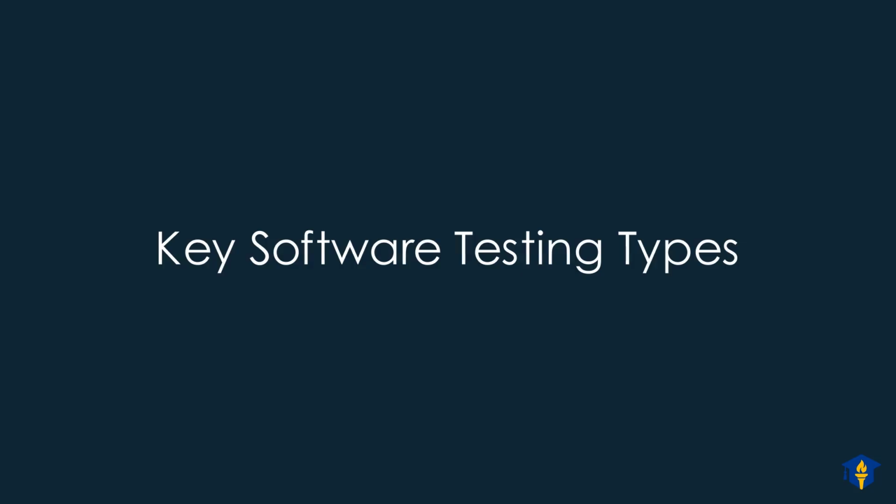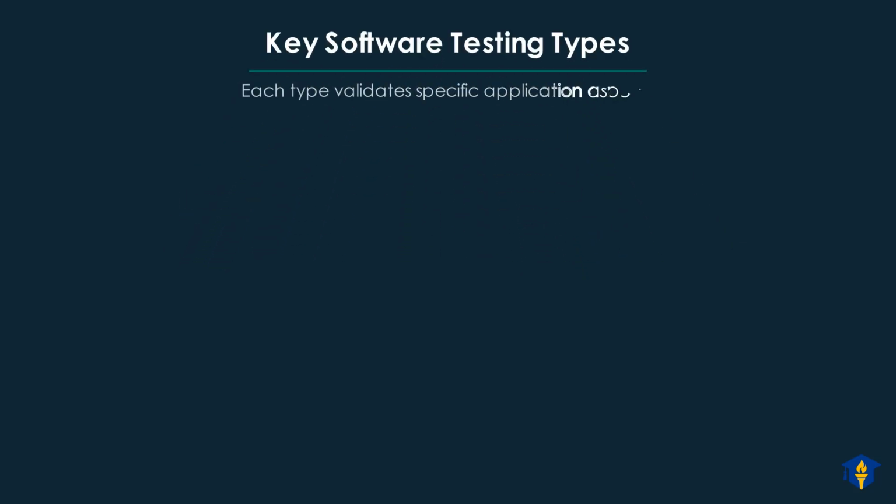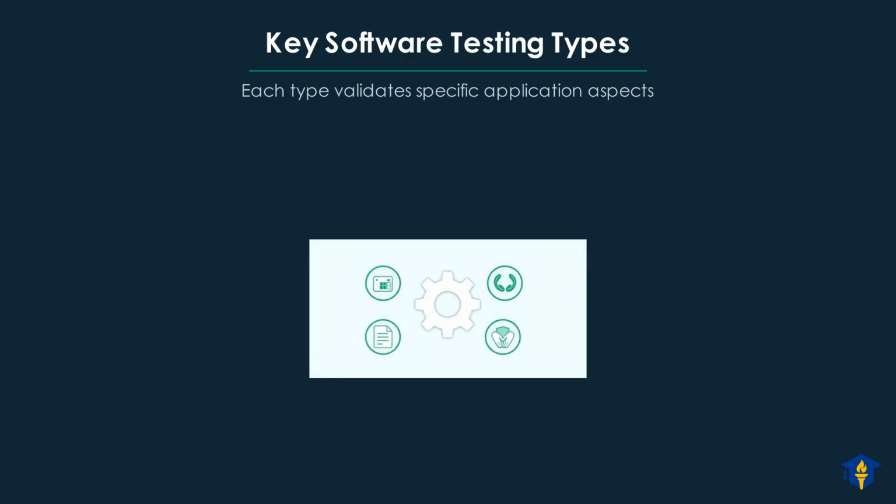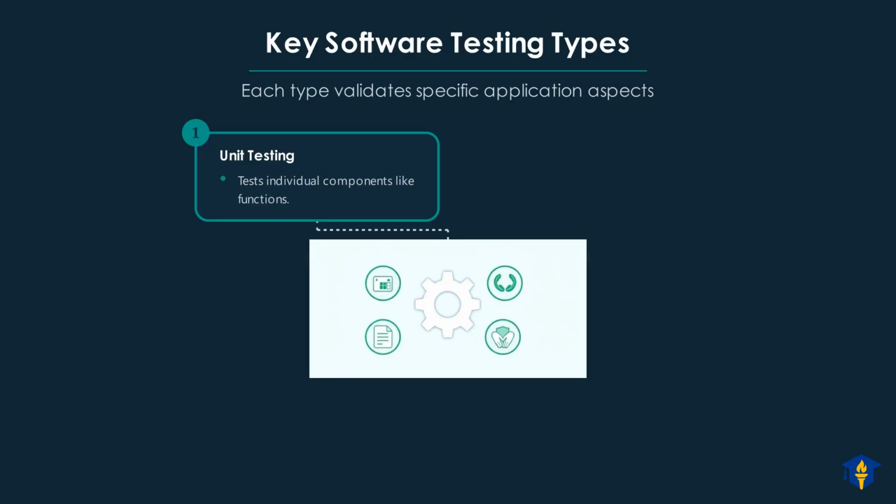Now, let's explore the various key types of software testing methods available. Each testing type is designed to validate specific aspects of your application thoroughly. First, we have unit testing, which is fundamental for isolated checks of small components. It specifically tests individual components of your code, such as functions or modules.